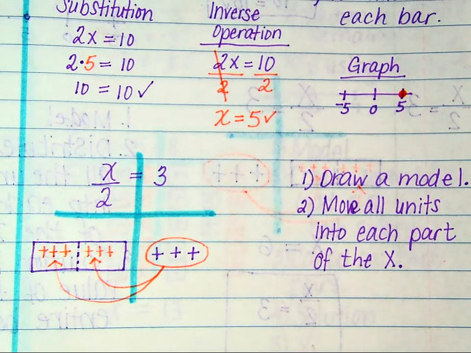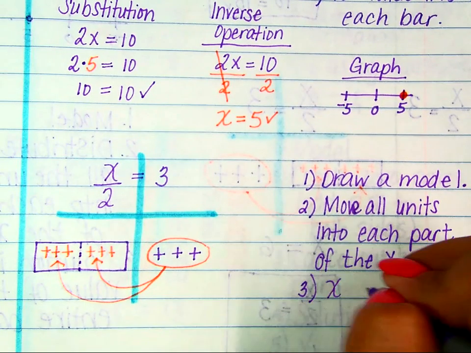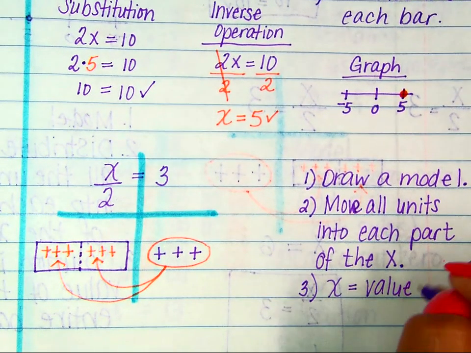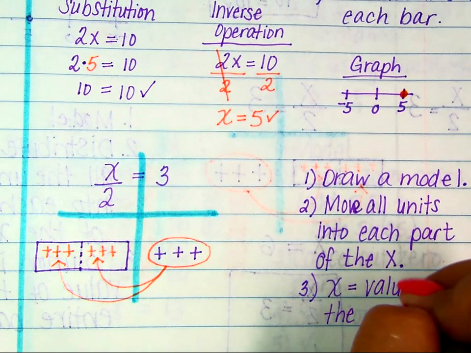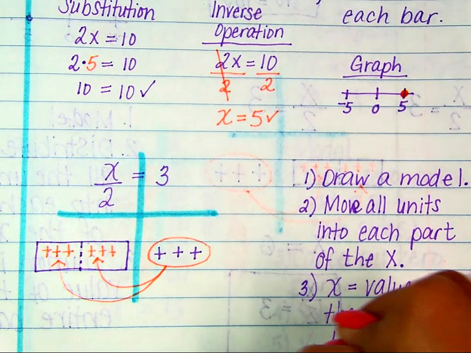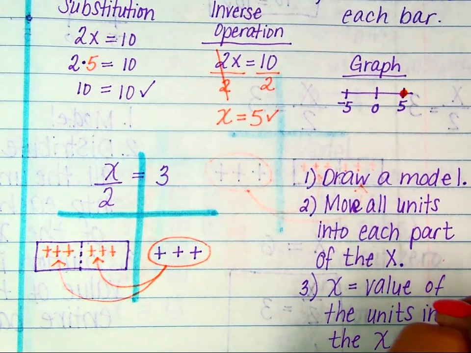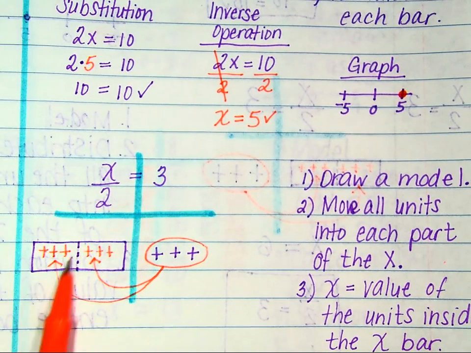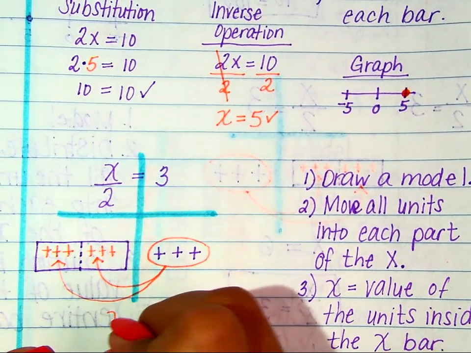So our solution here, x is going to equal the value of the units inside the entire bar. Okay, so be careful not to just think that it's only going to be half of the bar. We're actually looking for the value of the entire bar. And here we have x equals 6.